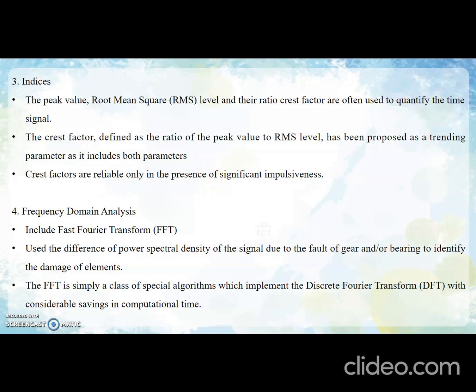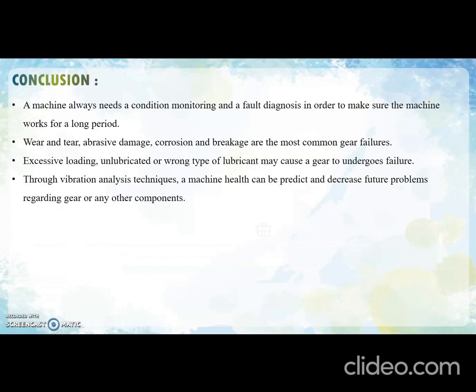And fourthly, we have frequency domain analysis. The frequency domain analysis includes the fast Fourier transform, FFT. It uses the difference of power spectral density of the signal due to the fault of gear and bearing to identify the damage of elements. The FFT is simply a class of special algorithms which implements the discrete Fourier transform, DFT, with considerable savings in computational time.